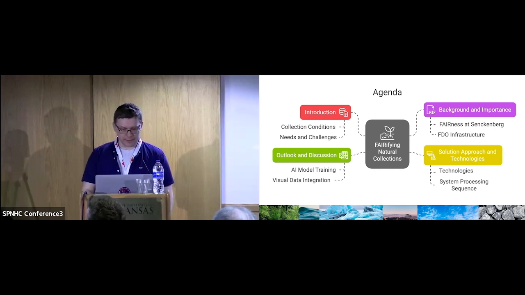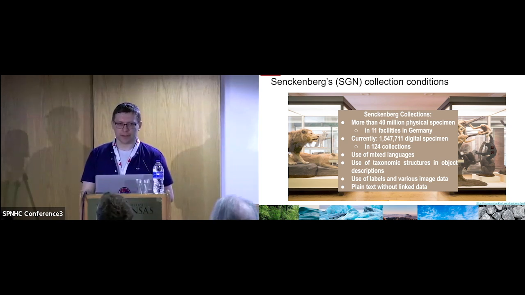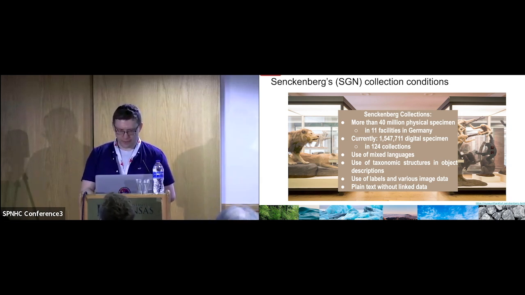We start just to get a better overview about our current state with some facts about Senckenberg. Currently we have around 40 million up to 45 million physical specimens, and there are around 1.5 million digital specimens in different collections and scopes. You see there is a huge gap we have to close, and also we have to handle some entries like mixed languages, taxonomical structures in object descriptions, but also various image data, and currently it's actually about a plain text user interface without some fancy widgets or linked data.